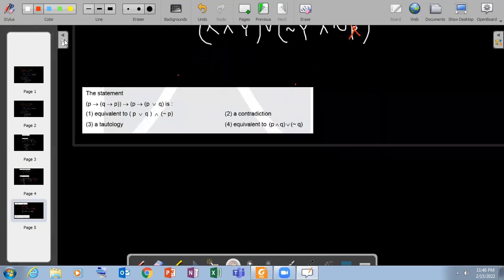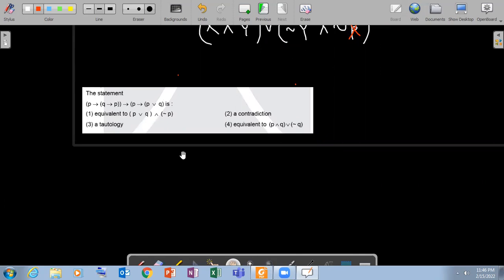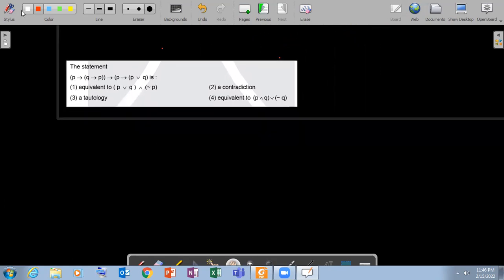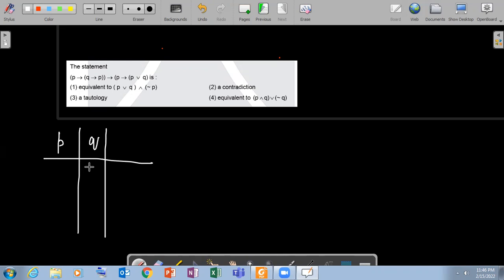Okay, again, a very simple question. If I do the truth table, I hope it will come. So what is it equivalent to? It's a contradiction, a tautology, or equivalent to something. So we need to see that. Let us draw the truth table for P and Q. First let us calculate Q implies P.